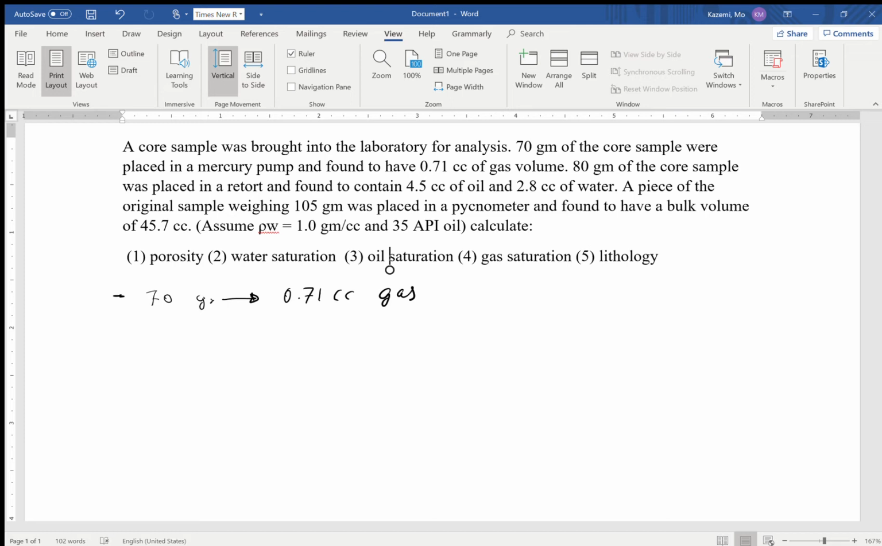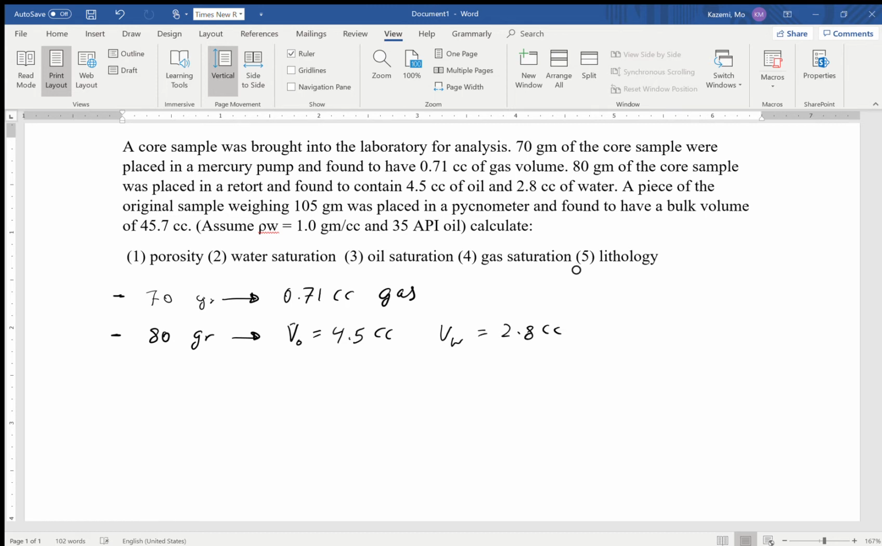The second information given to us is an 80 gram of the core sample was placed in a retort and found to contain 4.5 cc of oil. So 80 gram of that core sample, basically they use retort, and as you know, retort measures the volume of oil and water directly. So the volume of oil they discovered was 4.5 cc, and the volume of water was 2.88 cc.